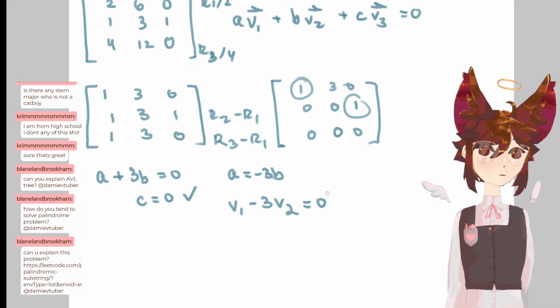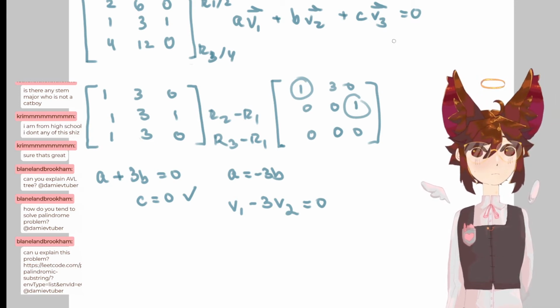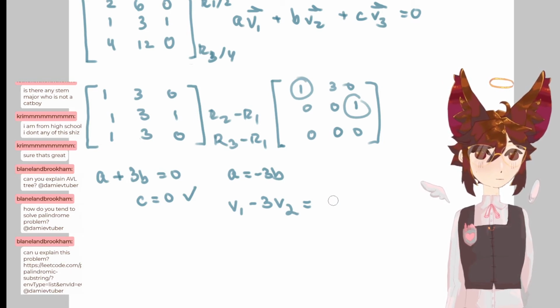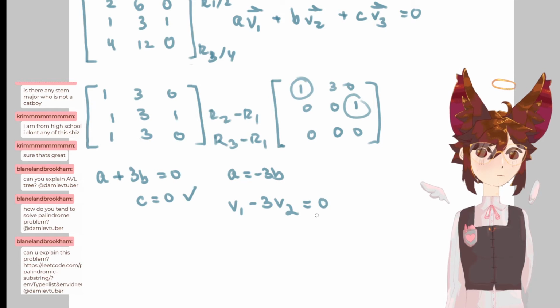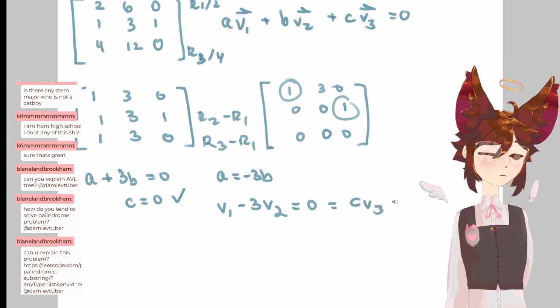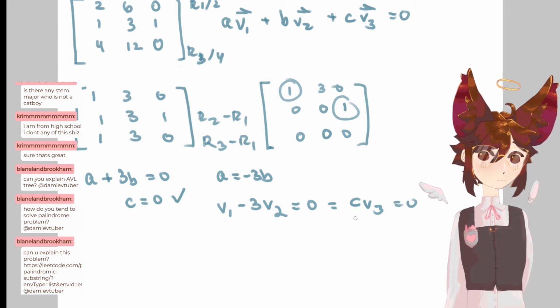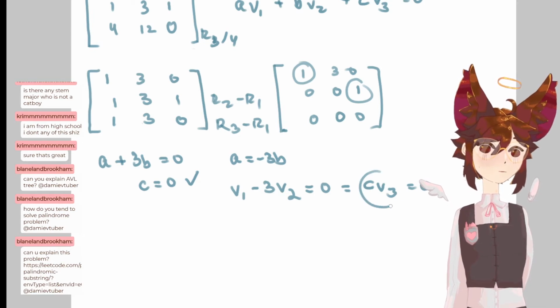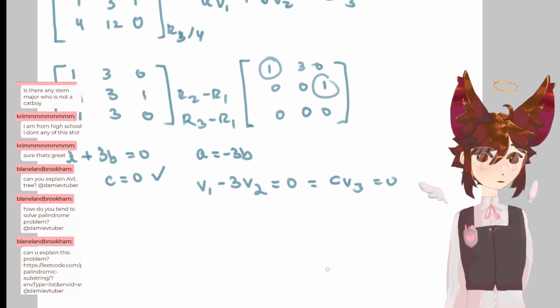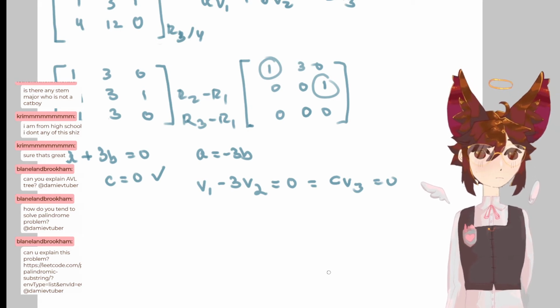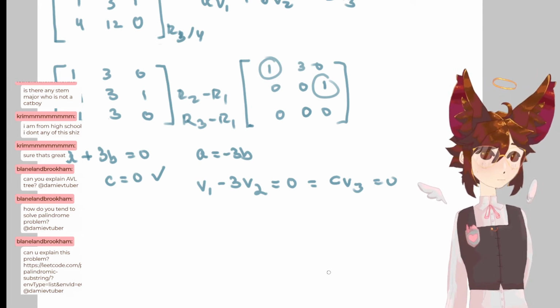And if you think about it even, if we were to move C over here, this equals 0 equals C times V3, which is going to equal 0 as well, because we just proved that C equals 0. So we've just proved that V1 minus 3V2 equals some number times V3. So that is why they are not linearly independent. They are linearly dependent.